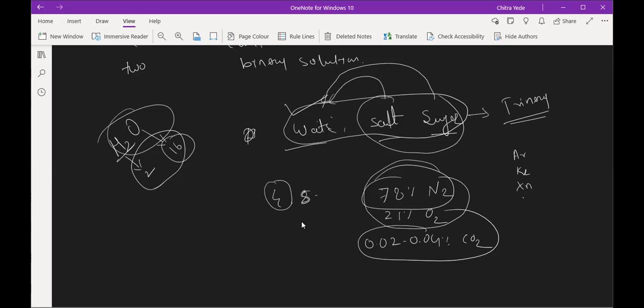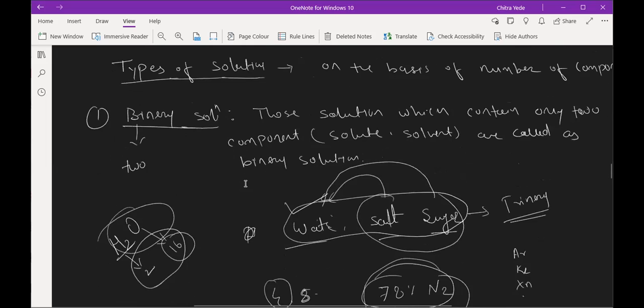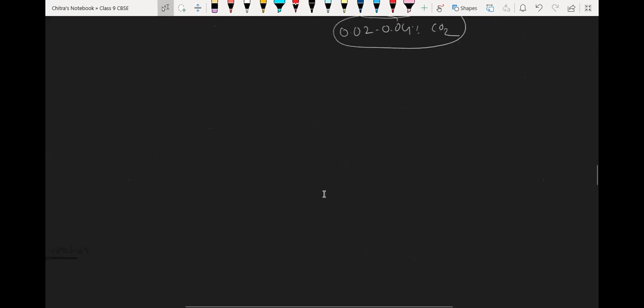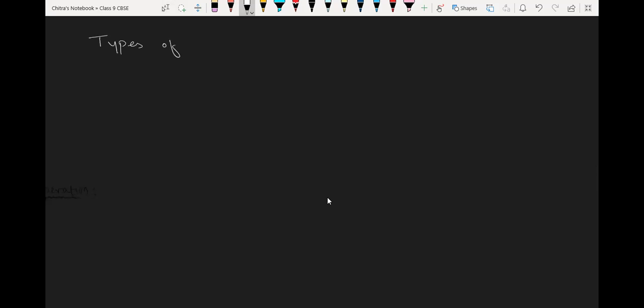Okay. So now we are going to discuss the types of solution on the basis of phase. Types of solution on the basis of phase.